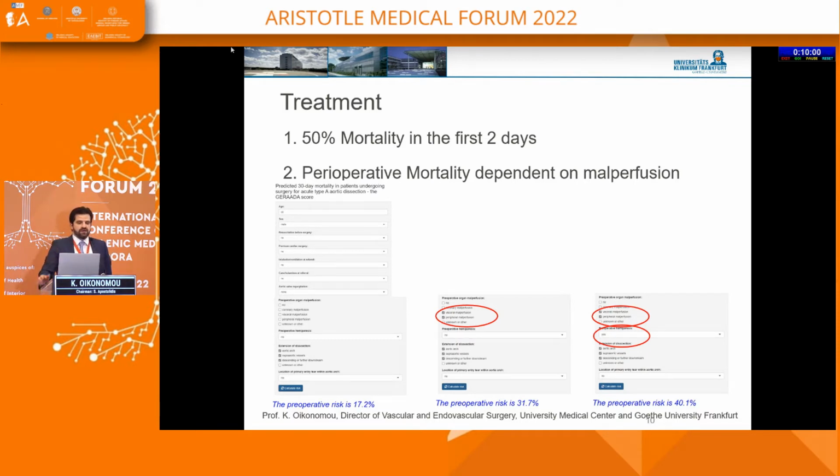So in this case, we have these scores. We have the same patient, same age, same anatomic criteria. If this patient has no malperfusion, then we're talking about a perioperative risk of about 17%. If this patient presents with peripheral or visceral malperfusion, then the risk is higher, at about 31%. And if this patient also has stroke symptomatology, then we're talking about a perioperative risk of about 40%.